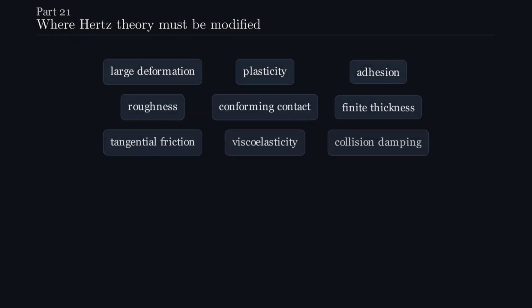Hertz theory must be modified for large deformation, plasticity, adhesion, roughness, conforming contact, finite thickness bodies, tangential friction, viscoelasticity, and rate-dependent collision damping. These effects are important, but they do not belong inside the clean non-adhesive elastic Hertz derivation.